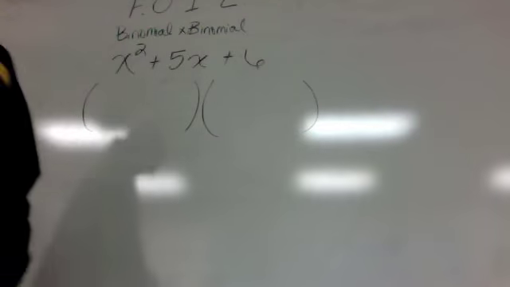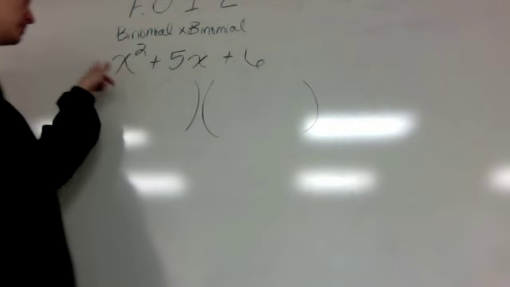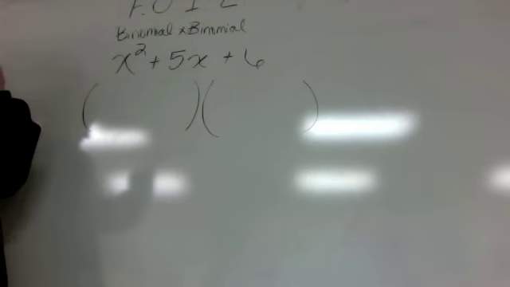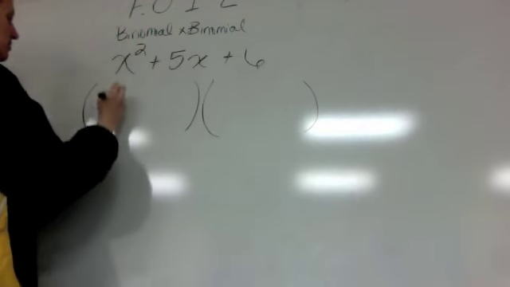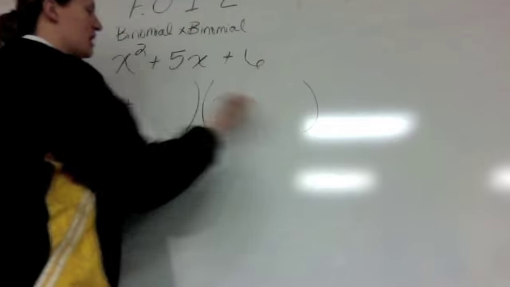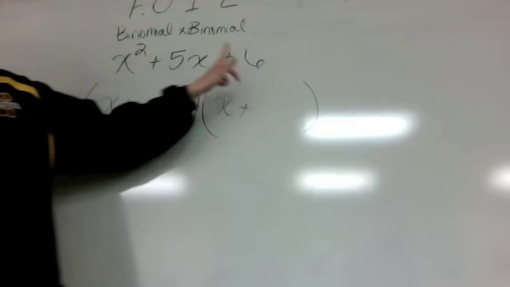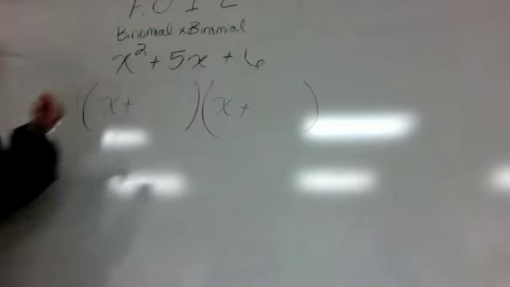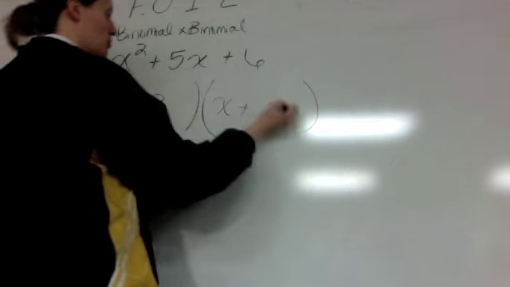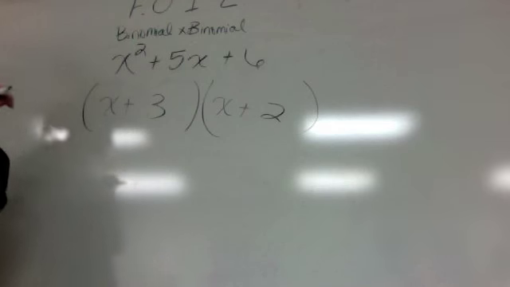So let's review factoring. If you remember factoring, we did factoring when a equals 1, okay? And what we did is we said x plus, and then we had to come up with two numbers that multiplied to give you 6, but added to give you 5. And we decided that those two numbers were 3 and 2. We have done this exact problem in class.